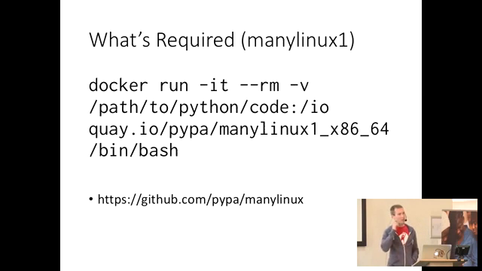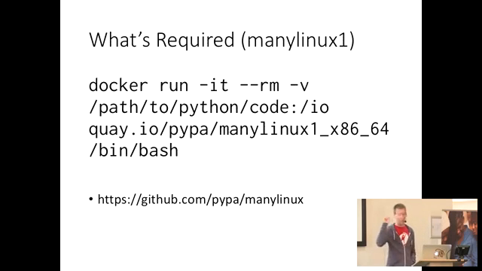So, Manylinux1. Manylinux1 is a PEP that has landed relatively recently and has been incorporated into pip 8.1 and above that allows you to provide binary wheels on Linux that work across a wide variety of distributions. The way it's accomplished is a little hairier than you might like.